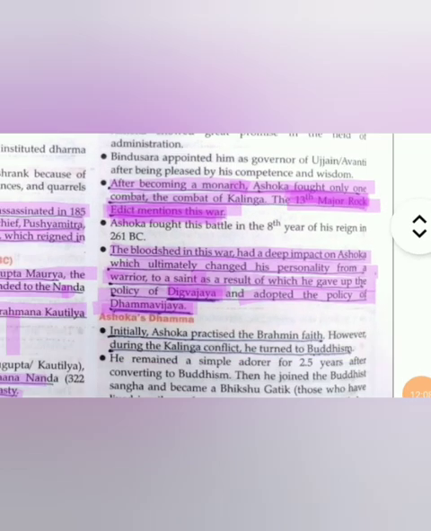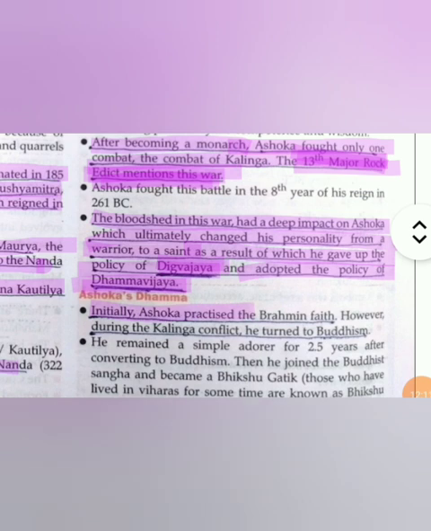Ashoka's Dhamma. Initially, Ashoka practiced the Brahmin faith. Like before the Kalinga war, he was a Brahmin, but during the Kalinga conflict, he turned to Buddhism. So he adopted Buddhism. Now a very important point to be noticed is that Chandragupta Maurya, during his end phase, adopted Jainism. Okay, so there should not be any kind of confusion: Chandragupta Maurya during the end of his life adopted Jainism, and Ashoka after the Kalinga war adopted Buddhism.